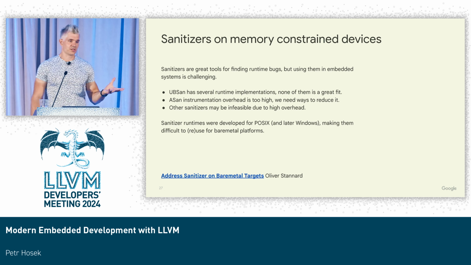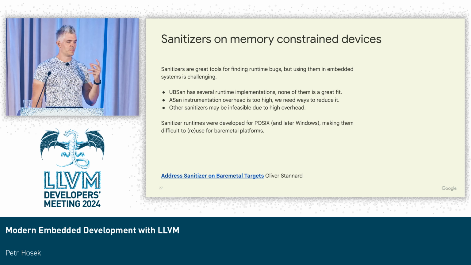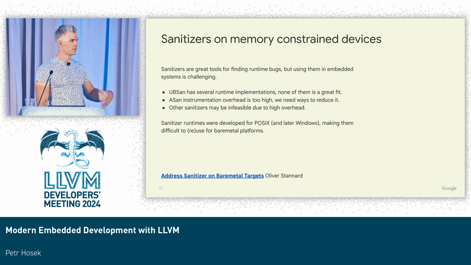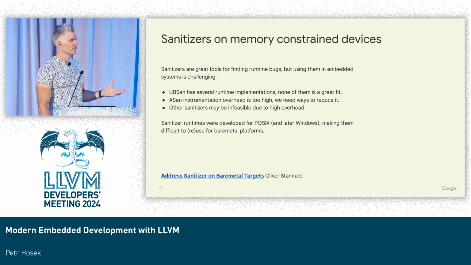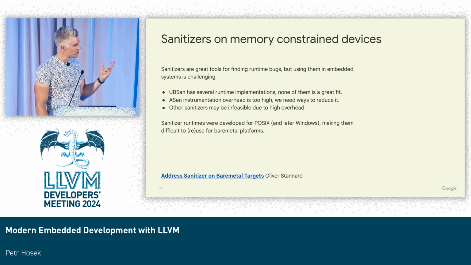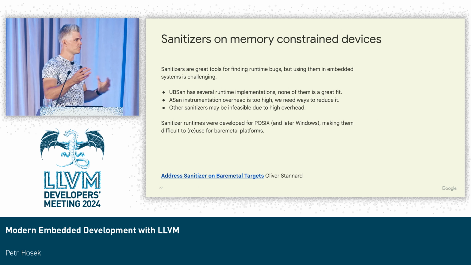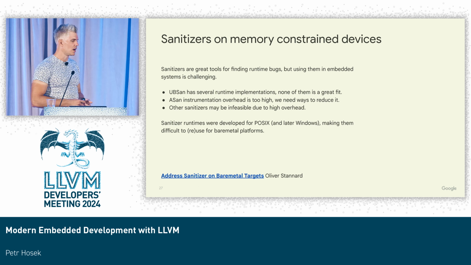Next, sanitizers. Sanitizers are just fantastic tools for finding bugs, but using them on embedded systems is really challenging due to the memory constraints. We actually used UBSan successfully in some of our development for finding things like misaligned accesses. But what we also noticed is that while UBSan has several runtime implementations that are tailored to different environments, none of them is the right fit for bare metal, and we'll probably need another one.